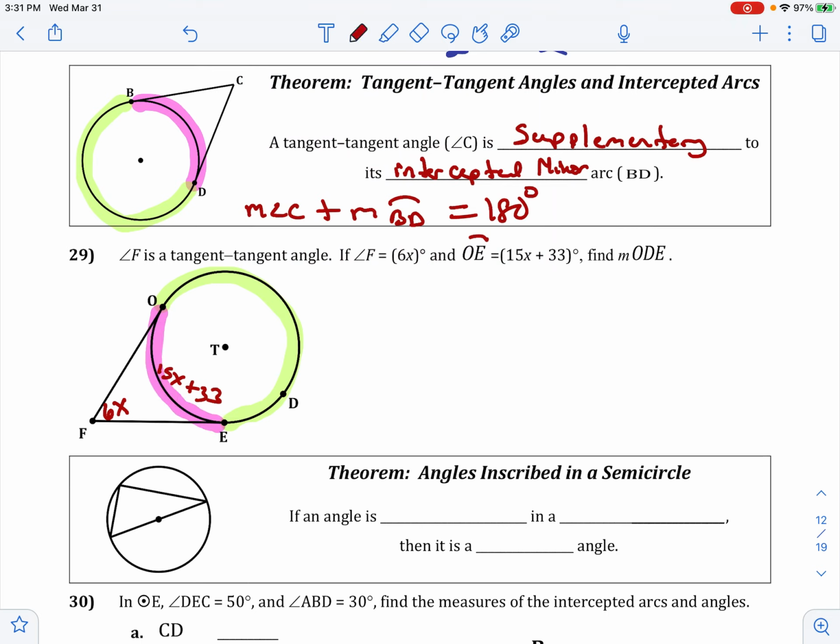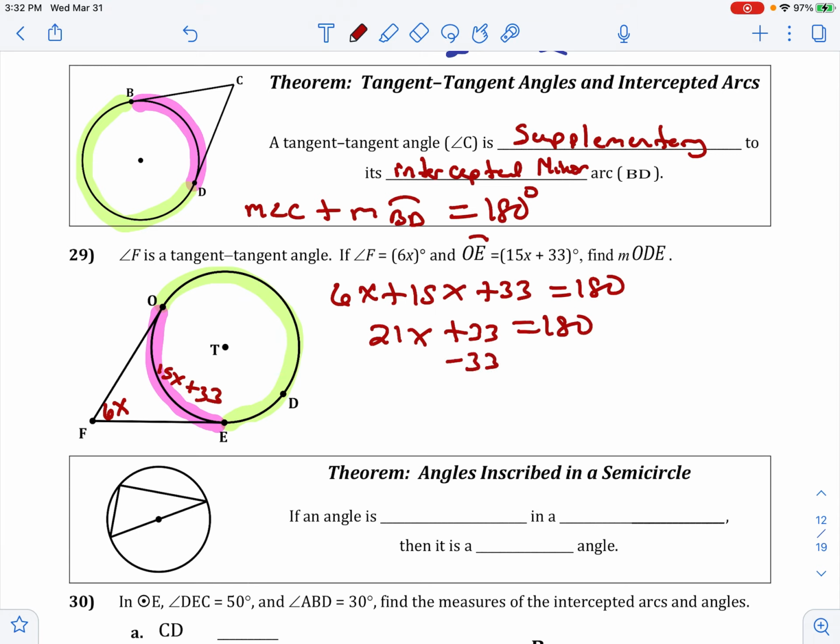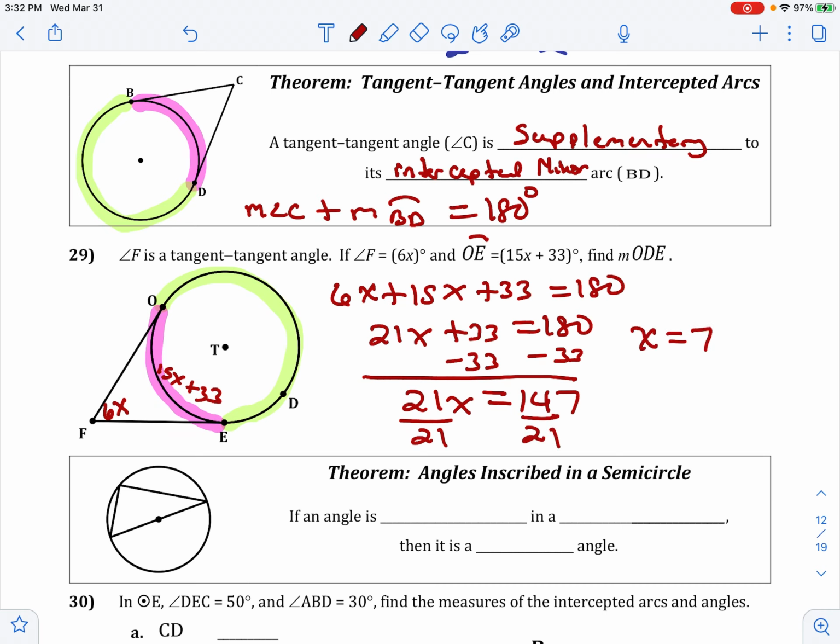But we do know that when you have two tangents, the arc and its angle are going to add to 180 degrees. So you could actually take 6x plus 15x plus 33 equals 180. So then that's 21x plus 33 equals 180. Subtract 33. 21x equals 147. Divide by 21. X equals 7.